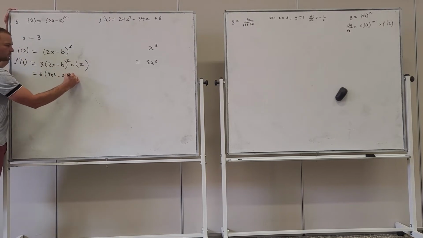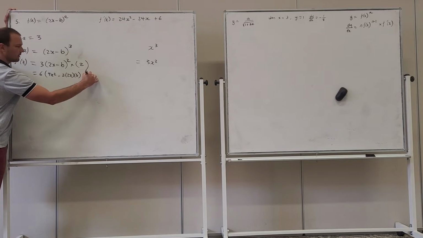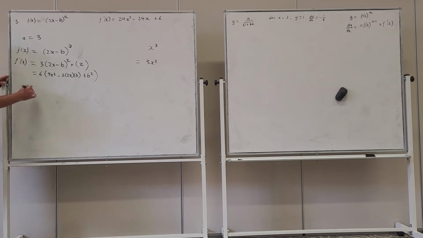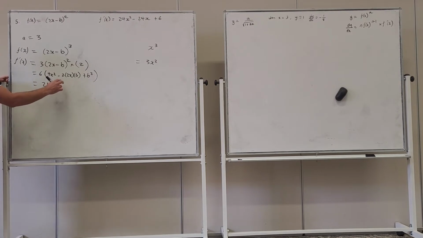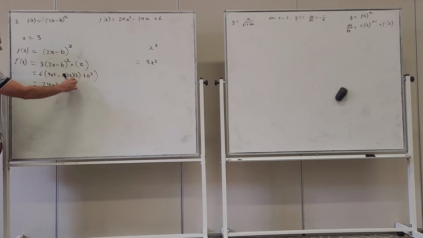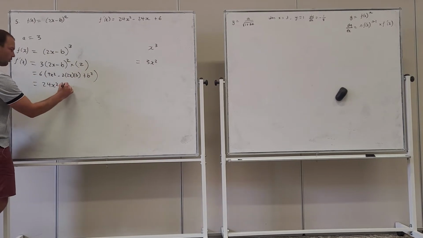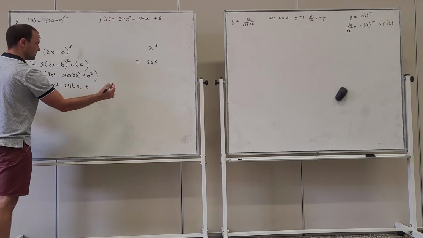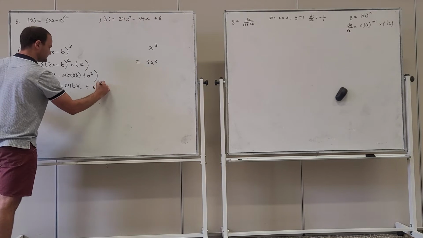Take 2 lots of 2x times b and then plus b squared. That's just the perfect square rule. Okay, and then we'll expand it. 6 times 4 is 24x squared. Here we have 2 times 2 times b, so that's 4b times 6 is 24bx, and then plus b squared, plus 6b squared.